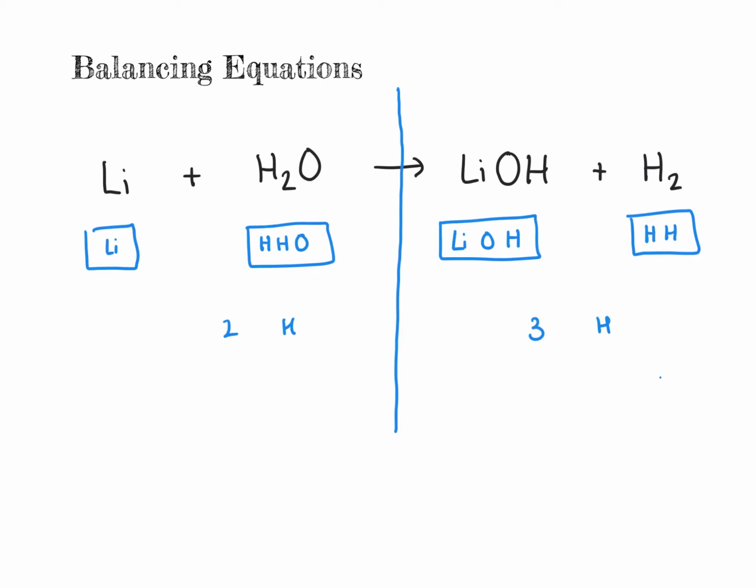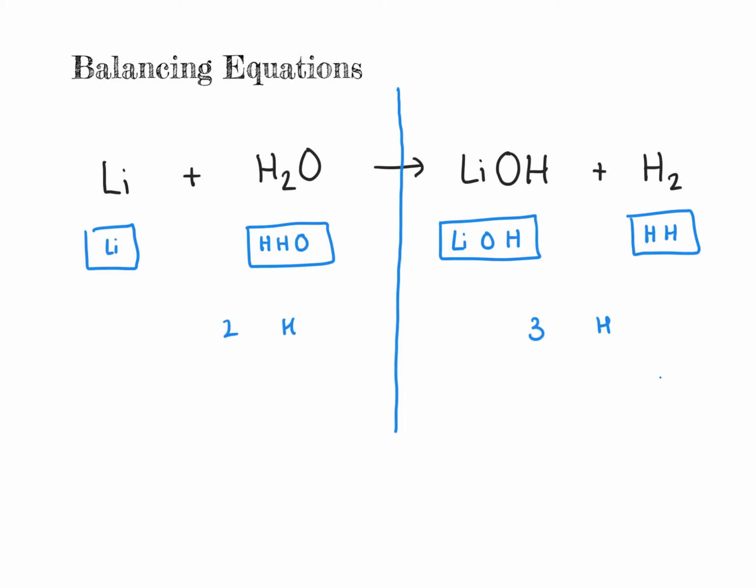Alright, so what can we do? Well, we need more hydrogens on the left-hand side in the reactants, so we look at the boxes we've got over here, and we decide which box are we going to draw again to make sure that we've got more hydrogens on this side. Well, if I draw this box again, that's not going to affect my hydrogens, so I'm not going to do that. But if I draw this box again, that would give me more hydrogens.